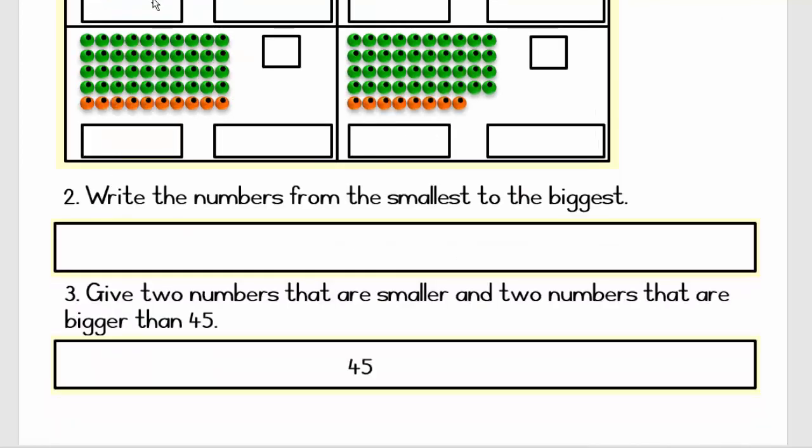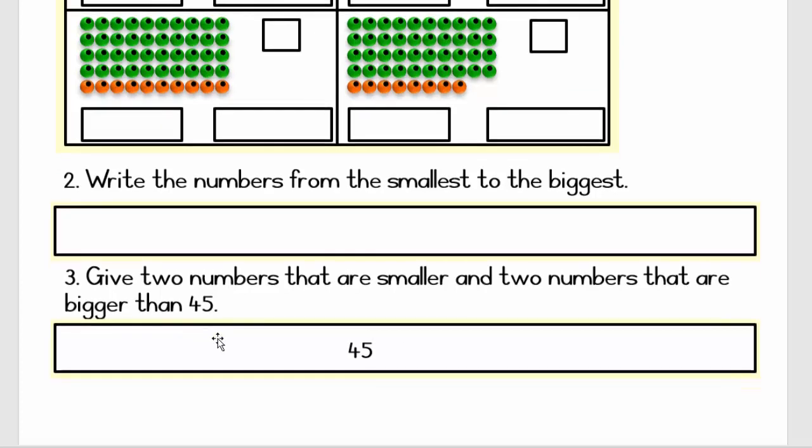Then after they have completed this, we're going to ask them to write the numbers from the smallest to the biggest. And then we're going to ask them to give two numbers that are smaller and two numbers that are bigger than 45.